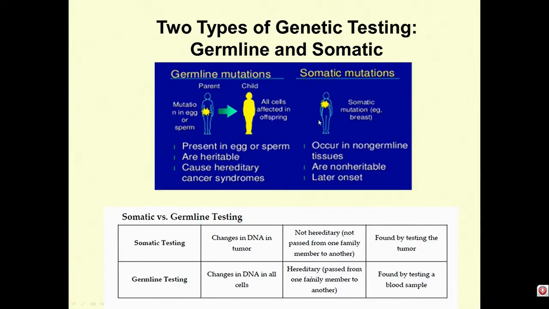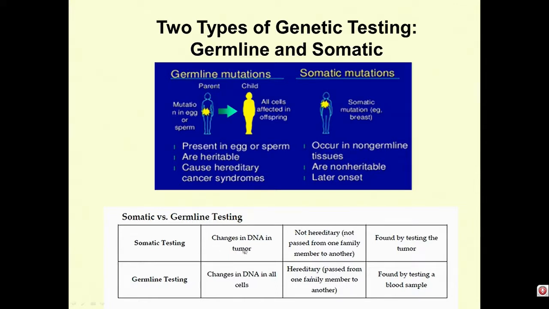Somatic changes are not present in all cells of our body. They're only present in certain cells, such as a tumor. They are not present in our germline, so they are not inherited, and we usually see these kinds of mutations occurring in a person later in life rather than something that they're born with. This chart gives us further information.